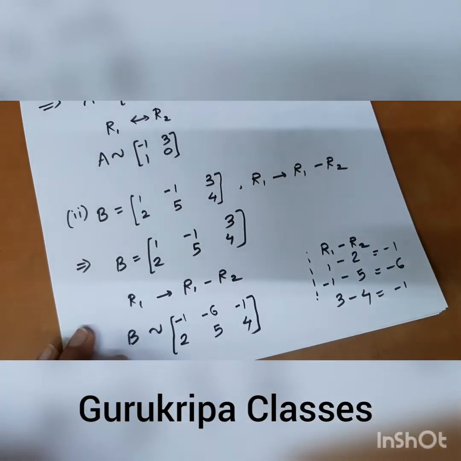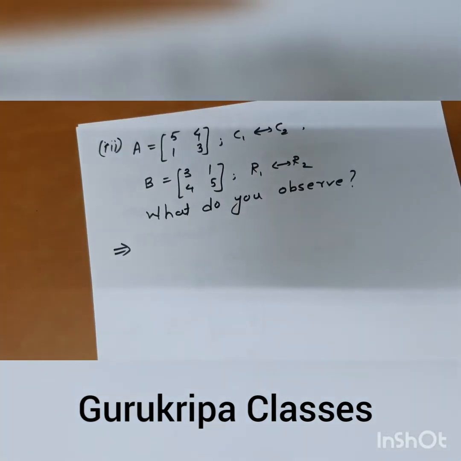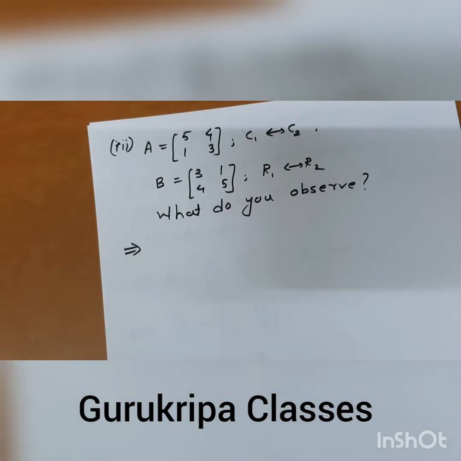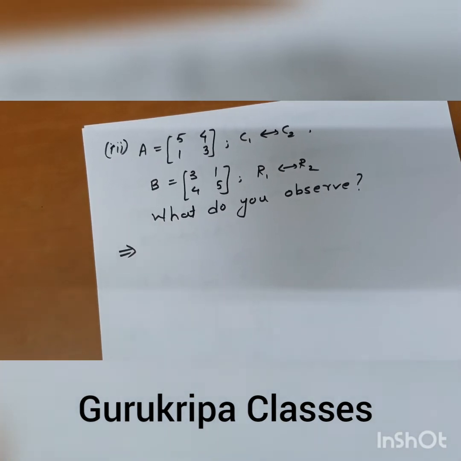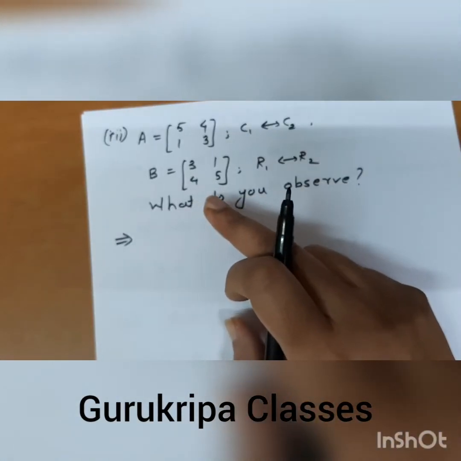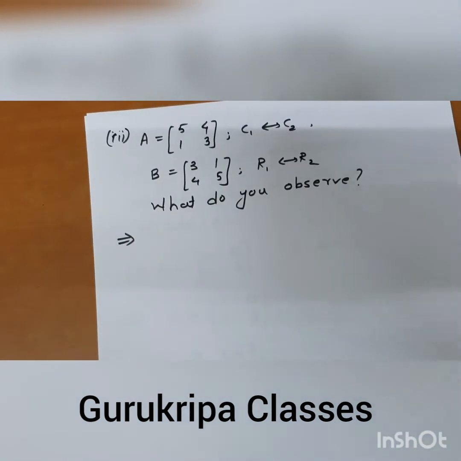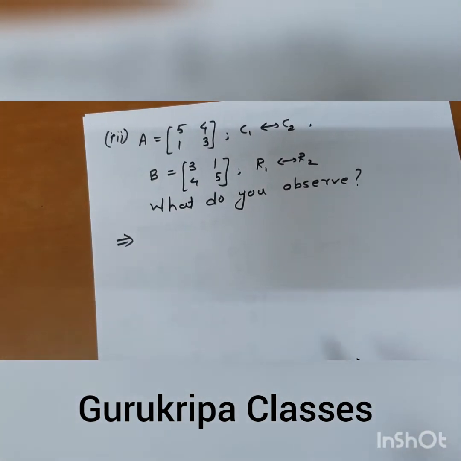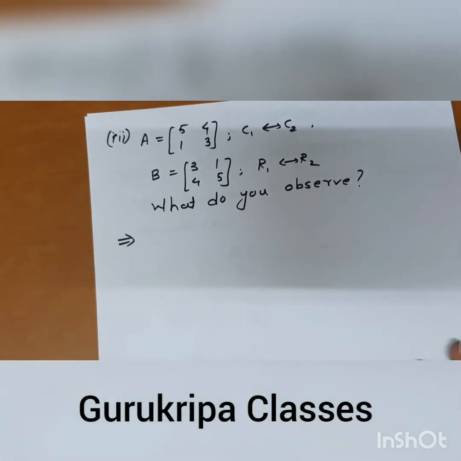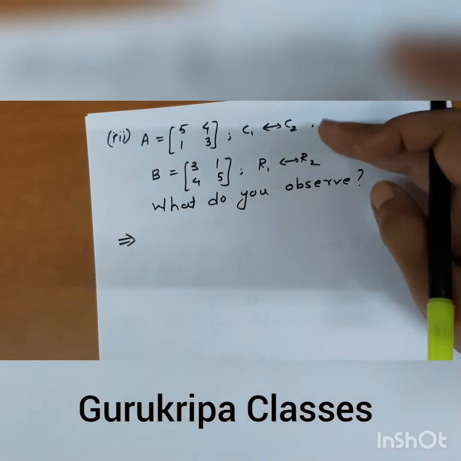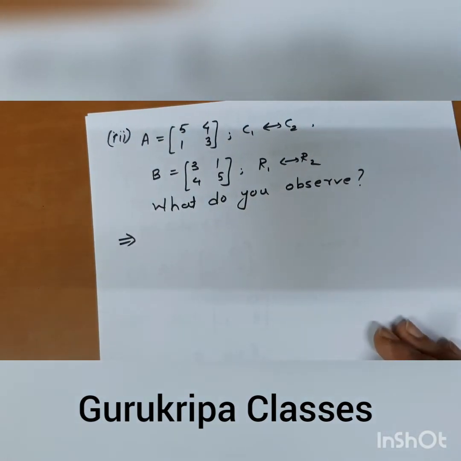Now see the third one. Third example from the same exercise. A is the matrix 5 4 1 3, and the operation is given C1 interchange with C2. B is the matrix 3 1 4 5, and R1 interchange with R2. So the question is, what do you observe? What do you observe means, after applying these transformations, what can we get in the last.